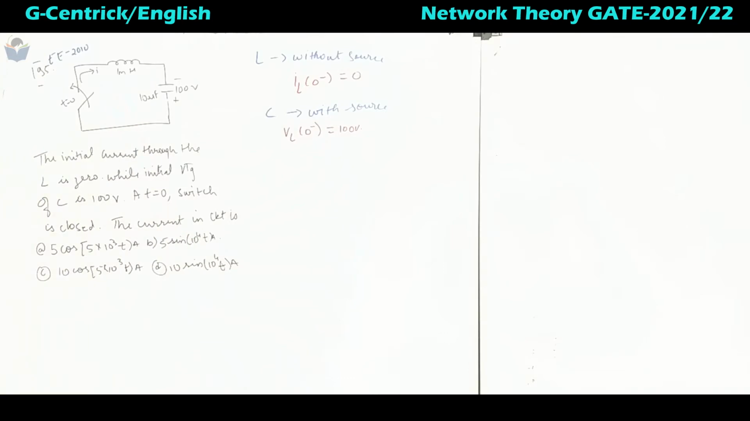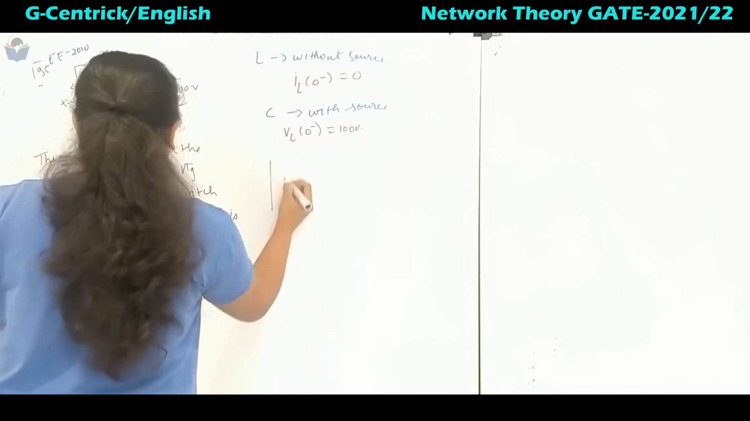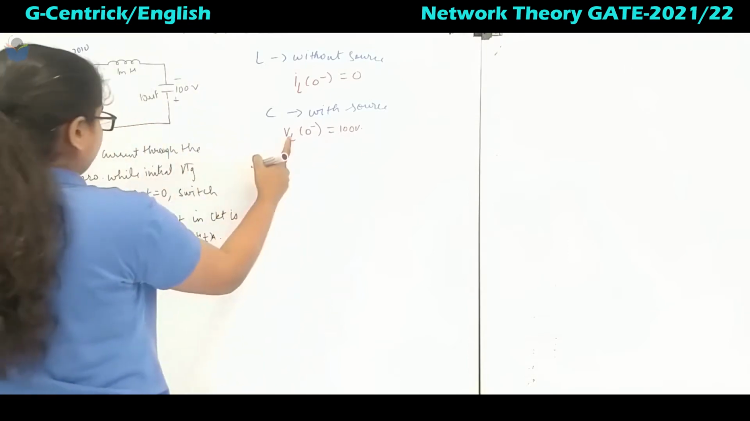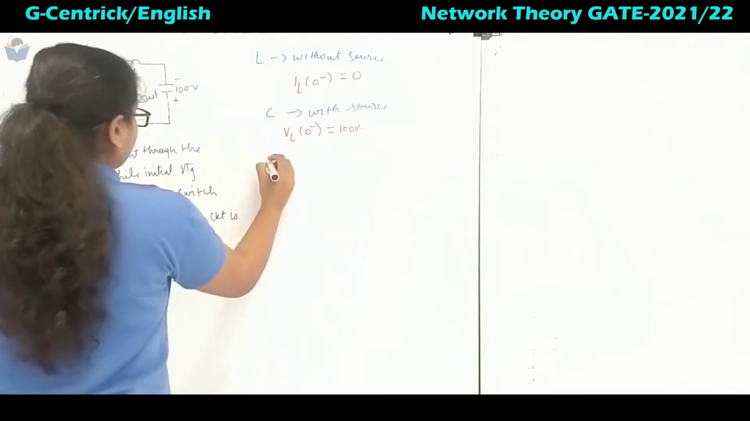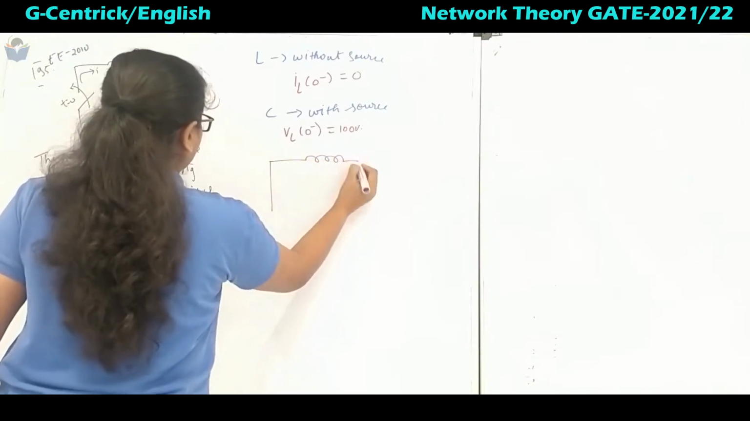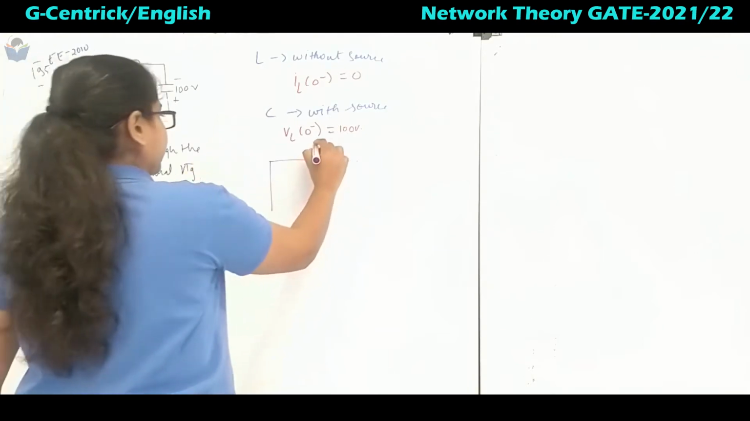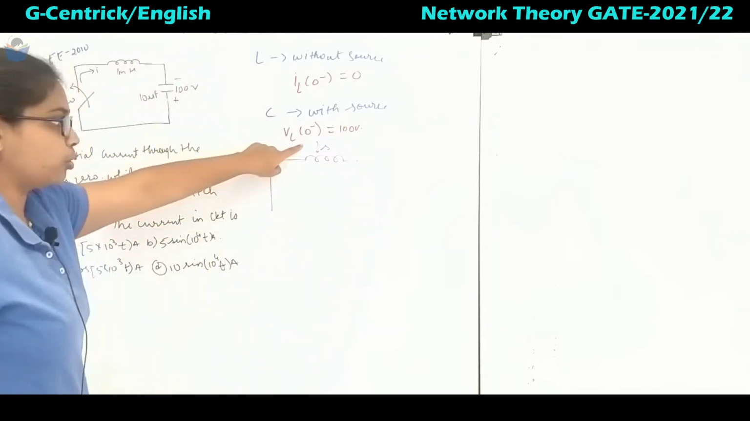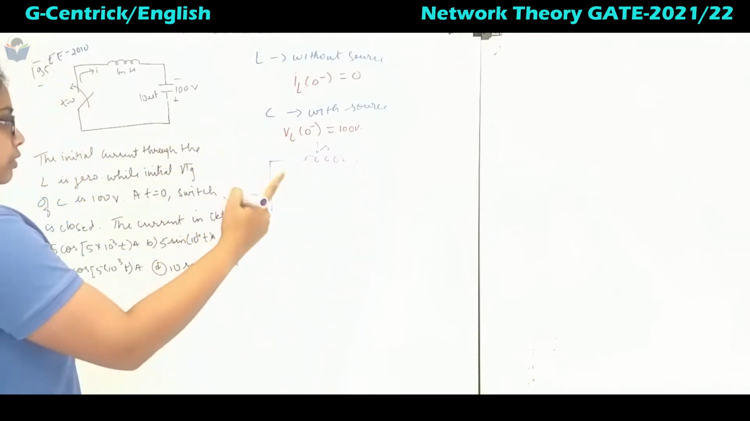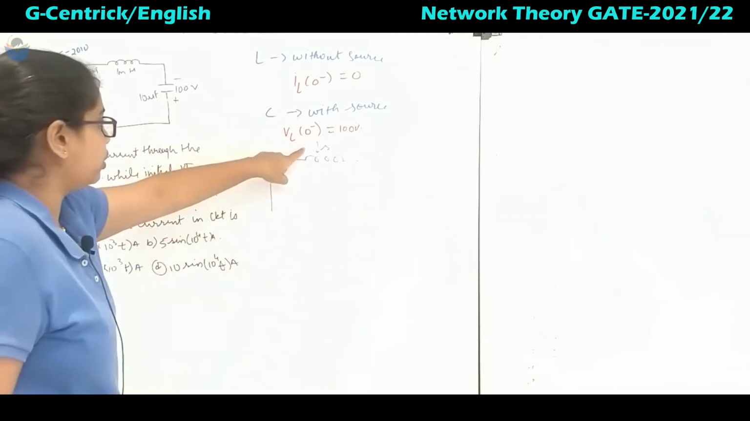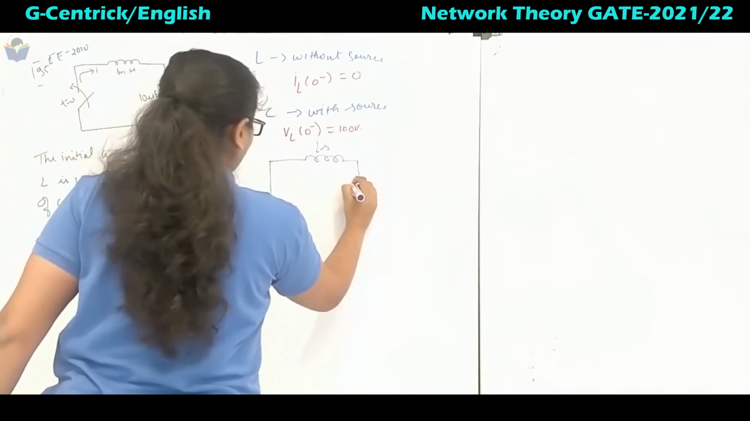So we will redraw this circuit with the Laplace transform. The switch is closed at t equal to 0. This is the inductor, which is 1 millihenry, and for now we will take it as Ls. Do not put the value of L right now, because once we simplify and go on, it will change. At the last we will put the value of the inductor and capacitor. If you put the value now, it will be complex.